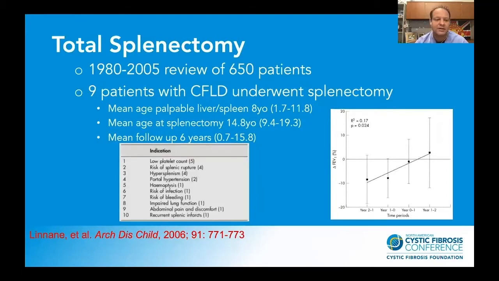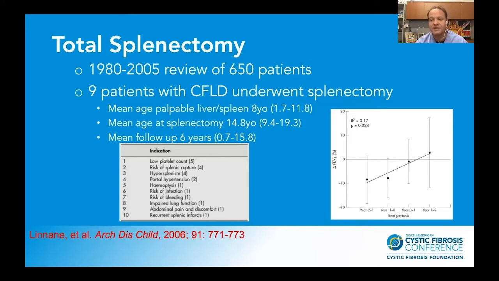Somewhat similarly is this experience out of Australia where they looked at patients who underwent total splenectomy without any other shunt procedure. So of their 650 patients, there were 9 that underwent this procedure. Their mean age of presentation was about 8, with splenectomy occurring around 15 years of age, and mean follow-up over 6 years. You can see the indications ranging from typical signs of portal hypertension like low platelets all the way down to actually impaired lung function.